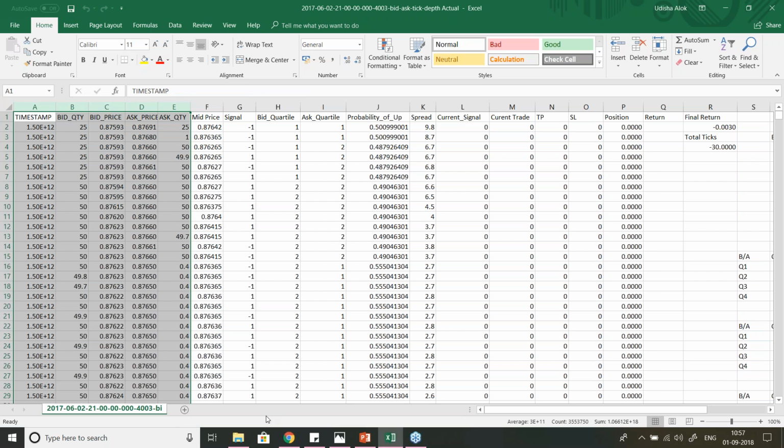This is the order book that you actually get from the exchange. Okay, only that data is shared with you.